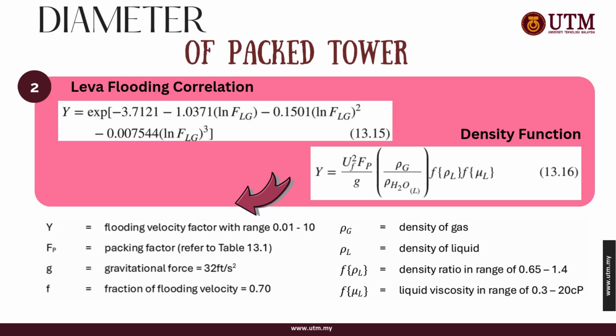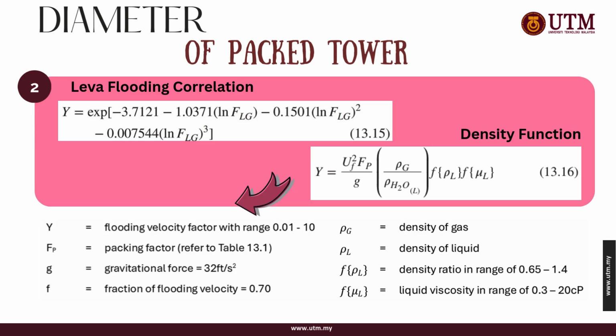So first we're going to use the Leva flooding correlation, with the equal factor, vapor and liquid flow rate, density, and packing factor. Y is the flooding velocity factor with a range of 0.01 to 10. Fp is the packing factor, refer to table 13.1. And g is the gravitational force. F is a fraction of flooding velocity equal to 0.7.